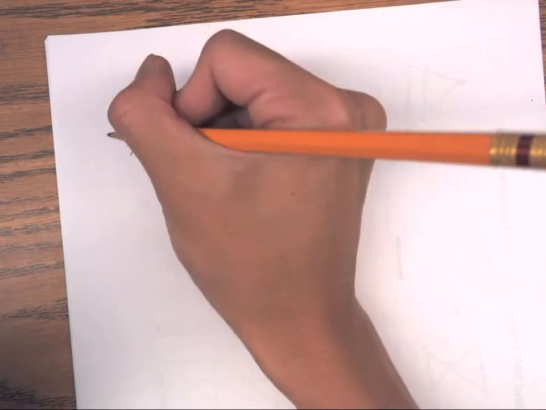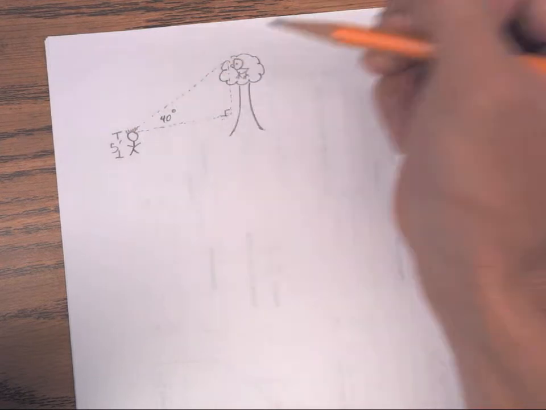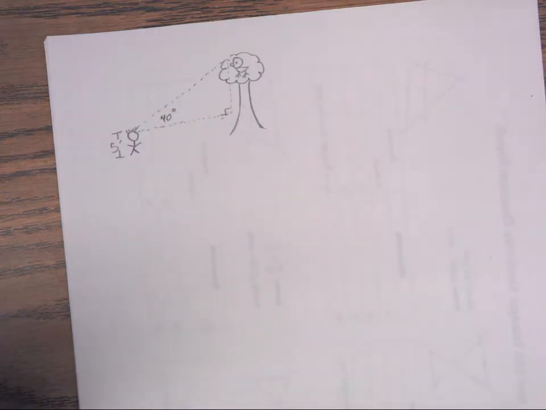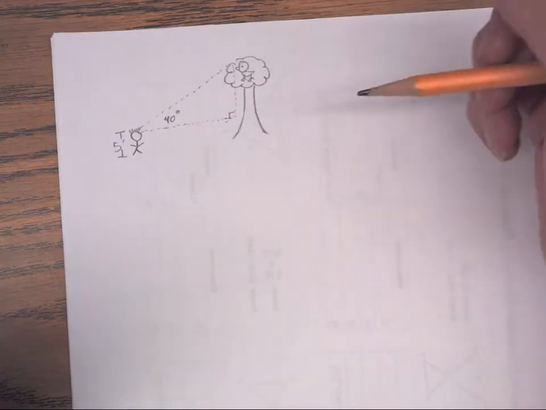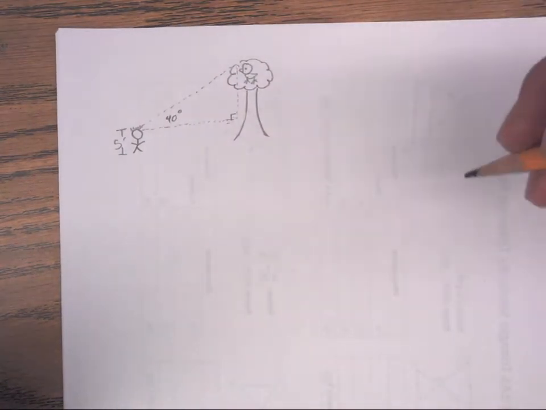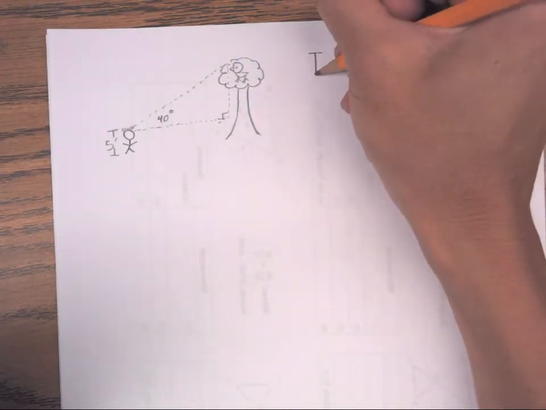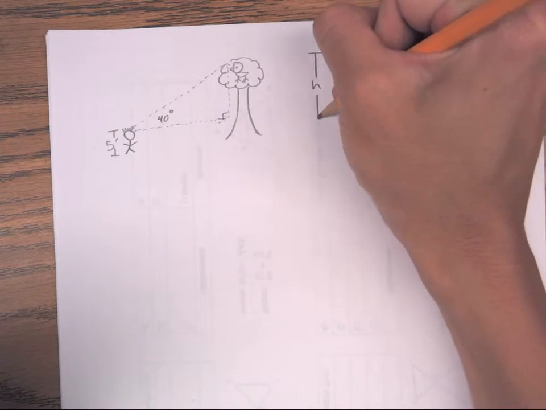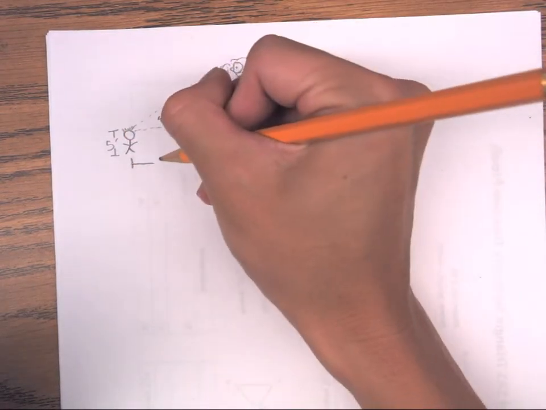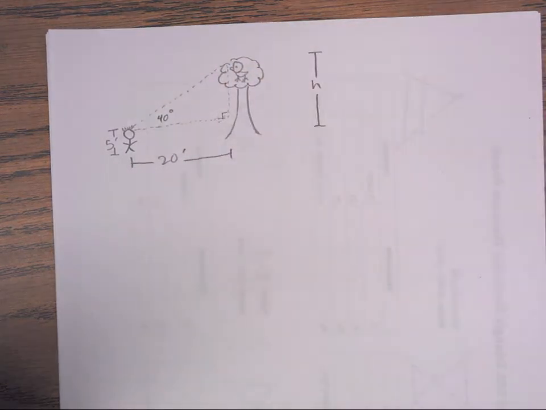Let's just assume he's 5 feet tall. I really don't know if Andrew is 5 feet tall or not. Might be. But anyway, let's say we wanted to find the height of this tree. That's our goal. And we're given that Andrew is standing 20 feet away from the tree.